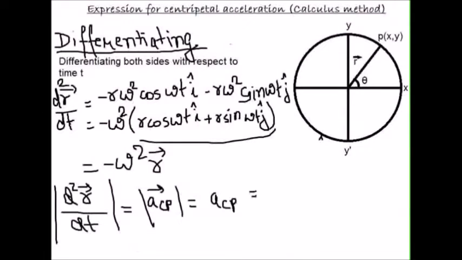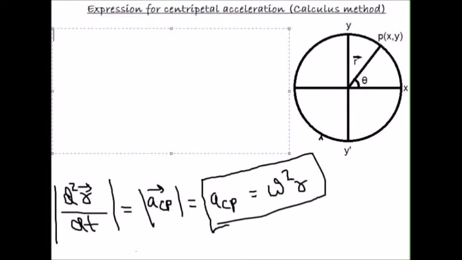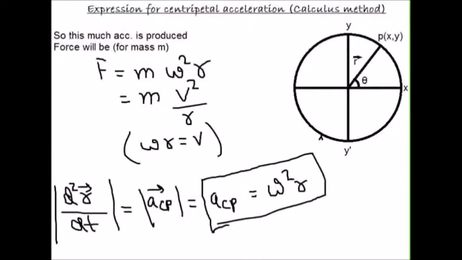Hence the modulus will give the centripetal acceleration, that is equal to omega square r. So the force acting on the particle with mass m will be m omega square r. Replacing omega by v by r, we get centripetal force equal to m v square by r.